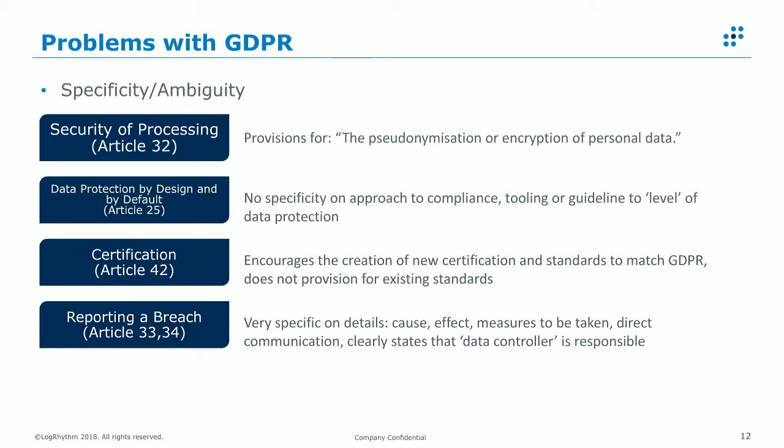And then reporting a breach. You've got very, very specific amounts of information on details that have to be reported. So cause, effect, measures to be taken, direct communication with both the ICO and the people who are affected, so the data subjects. And then it clearly states that the data controller is responsible, which means that if you are outsourcing your data or your security, for that matter, then they are the ones who are going to be responsible for that data. So, just answering some of these.